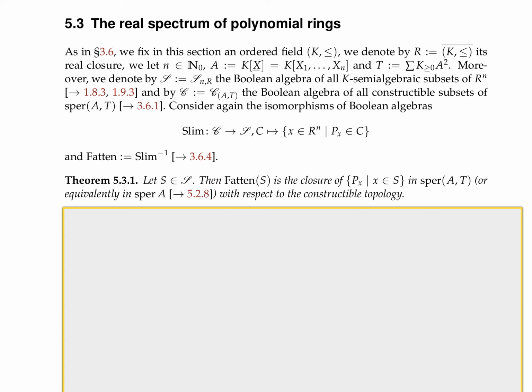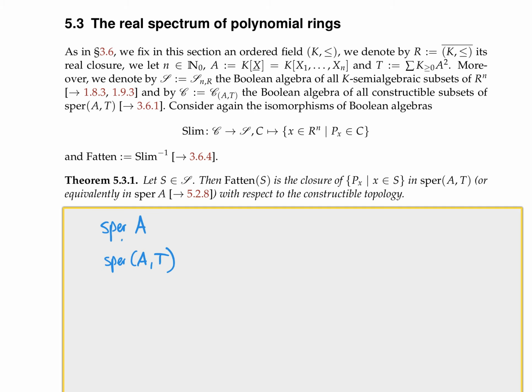x in S, in the real spectrum of A_T, and importantly with respect to the constructible topology. Okay, and one can get a bit confused now, so maybe it doesn't get more confusing if I explain it. So I had introduced a constructible topology on the real spectrum of A. I did not introduce it on the real spectrum of A_T, but I think it's clear what I mean.